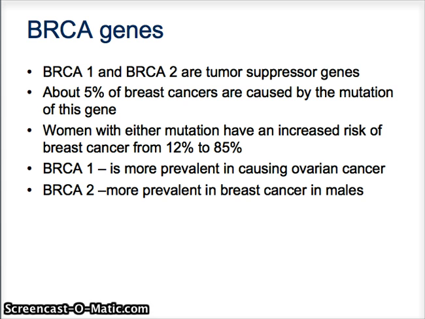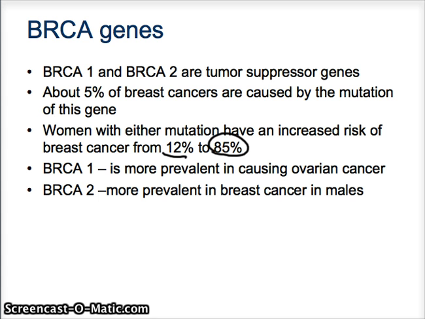These BRCA genes are very commonly talked about with breast cancer. However, it's kind of weird. These are most talked about, but only 5% of the people who have breast cancer have this gene. The reason why they're talked about so much is that if you have this gene, your risk of breast cancer goes from 12% to 85%.